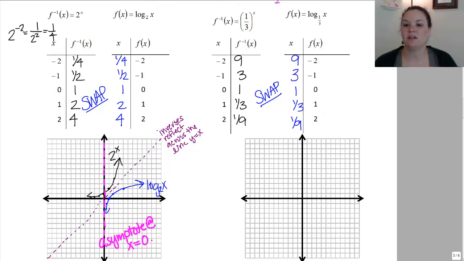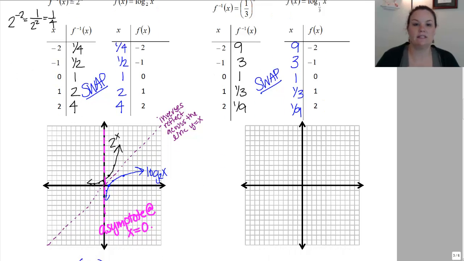So I'm going to go ahead and come down here and graph both of them just so that we can see that they reflect across that identity line. When I graph my exponential at -2, I'm up at 9. Okay. At -1, I'm up at 3. At 0, I'm at 1. At 1, I'm at 1/3. And at 2, I'm at 1/9. Okay, so my exponential function looks something like this. Okay, notice asymptote at y equals 0.